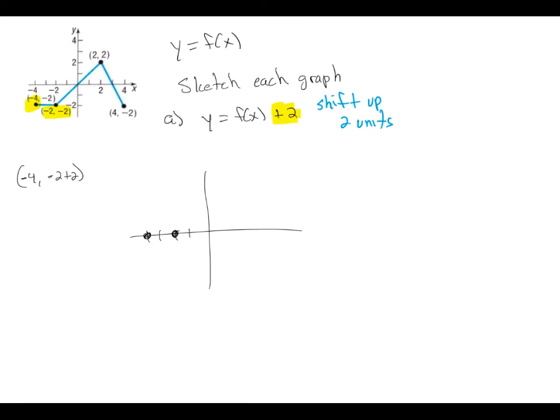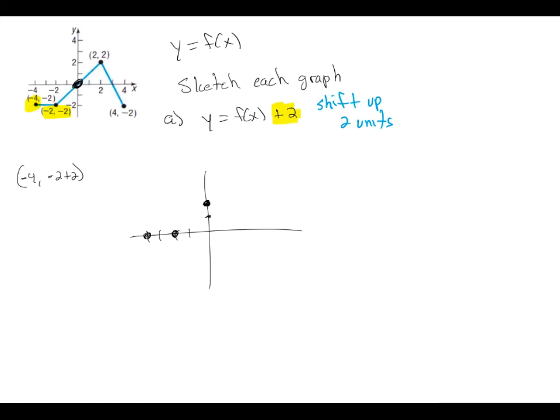Now I'm at -2, 0. Now another point of interest that I have here is actually the origin, even though it's not specifically labeled for me. So the y value there is 0. I'm going to shift that y value up 2 units. And there is that point.